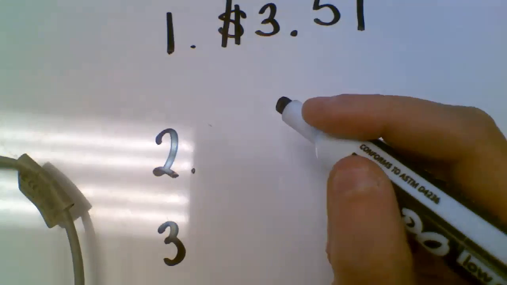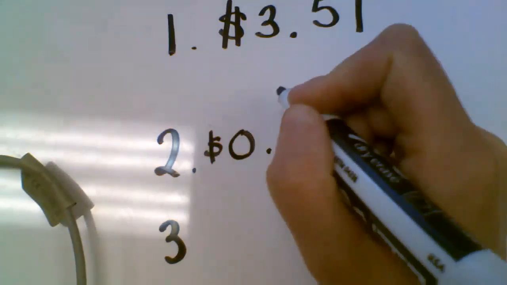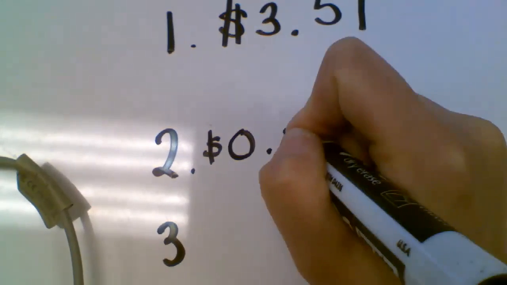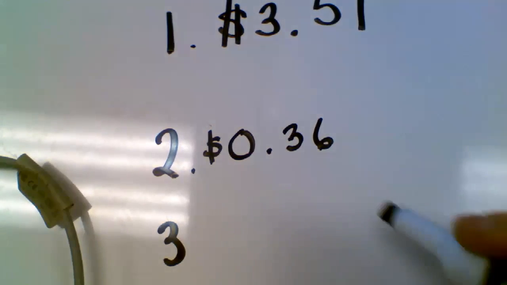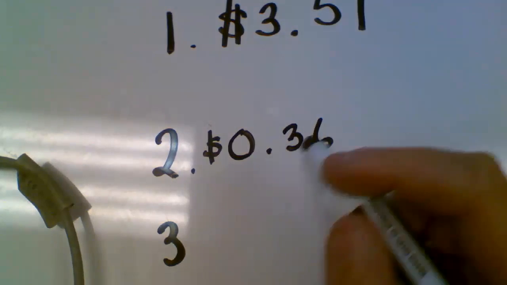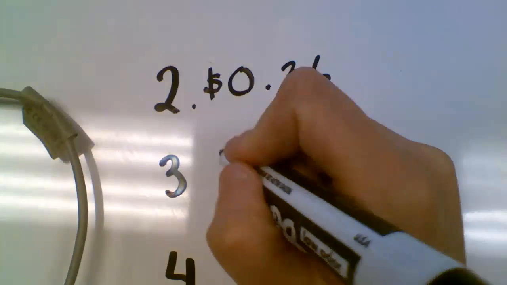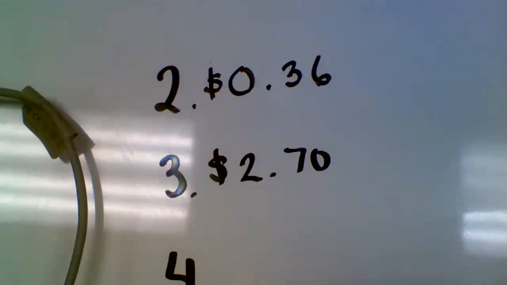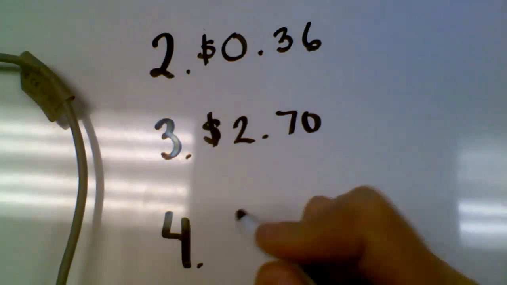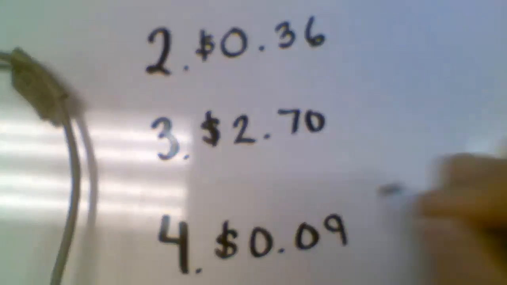Number two, it said 3 dimes and 6 pennies. So we would go $0, 3 dimes, 6 pennies, because dimes are worth 10 cents. 6 pennies are worth hundredths. So you need 100 pennies in order to get $1, and you need 10 dimes to get $1. Number three, $2 bills and 7 dimes. So $2.70. 7 dimes. And number four, it said 9 pennies. So that means $0, 0 dimes, and 9 cents.